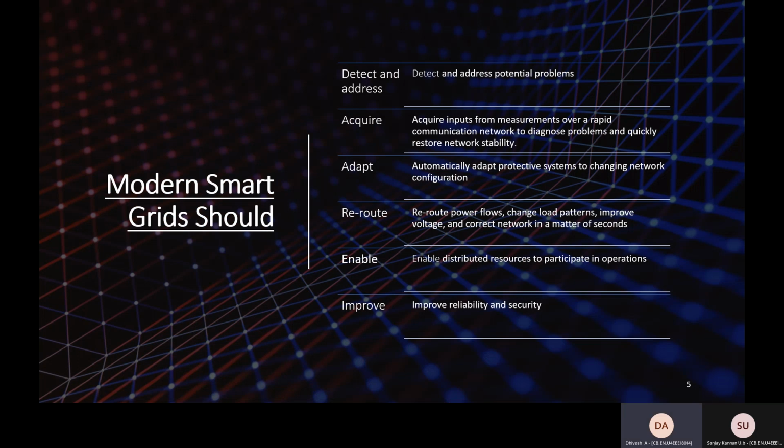So here now we are going to see what the modern smart grid should do. It should detect and address the potential problems, and we need to obtain the input from the measurement through a communication network and identify the problem, and we need to solve it quickly. It automatically adapts protective system to change the network configuration, and if there is a fault, smart grid should reroute the power flow and change the load patterns. So when we compare with the traditional grid, there is an improvement in reliability and efficiency.